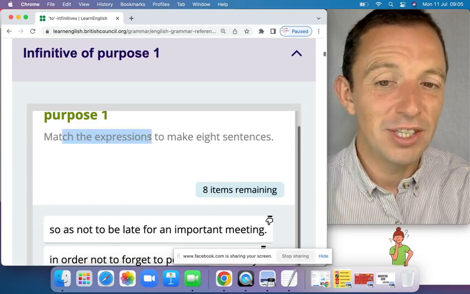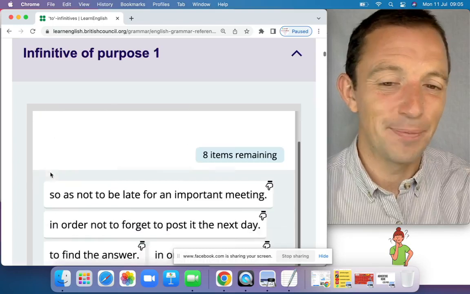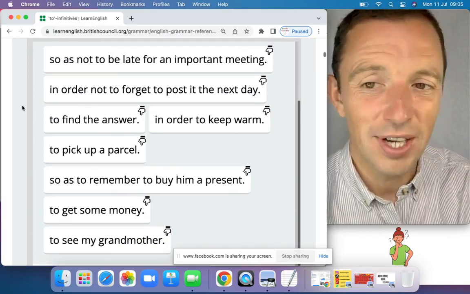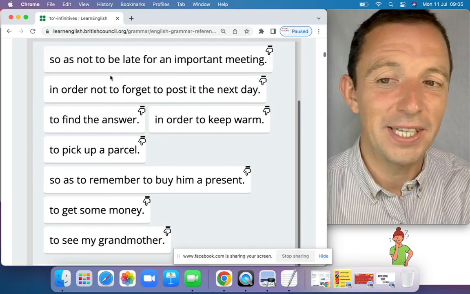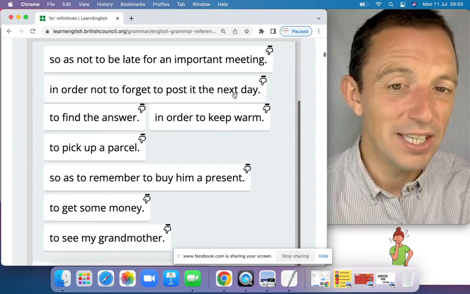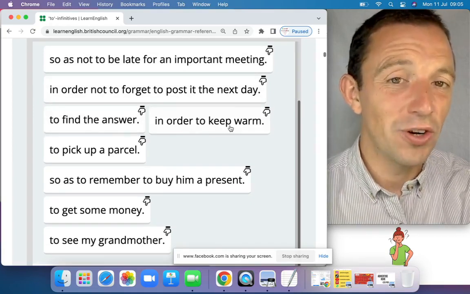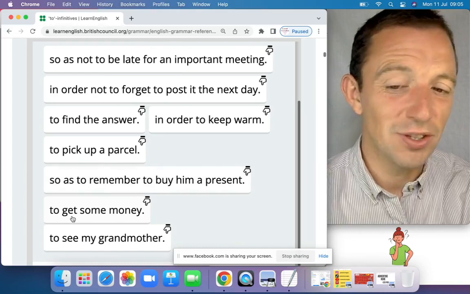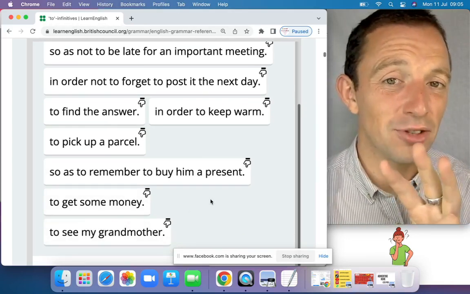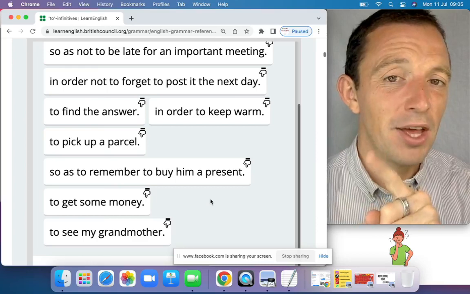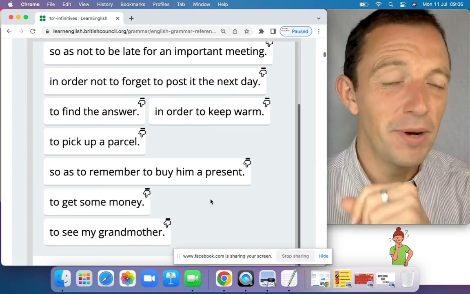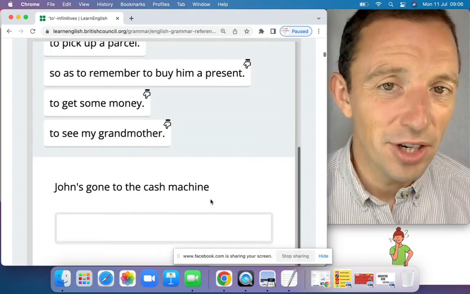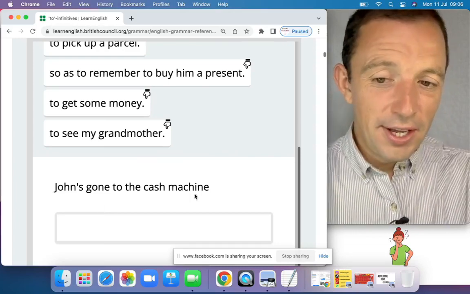And we need to match the expressions to make 8 sentences. So the matching options are: so as not to be late for an important meeting, in order not to forget to post it the next day, to find the answer, in order to keep warm, to pick up a parcel, so as to remember to buy him a present, to get some money, and to see my grandmother. So we have 3 different structures. We have the infinitive, we have in order to plus the verb, or we have so as to, and also the negatives.